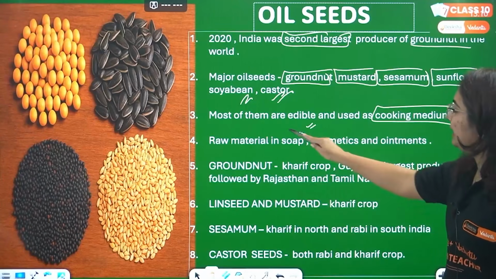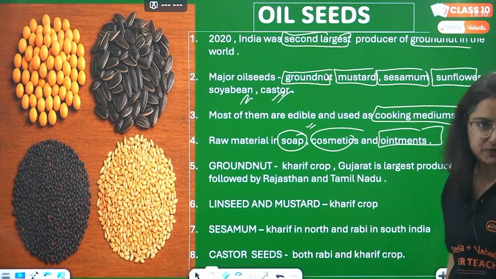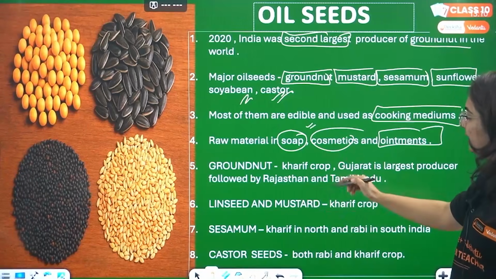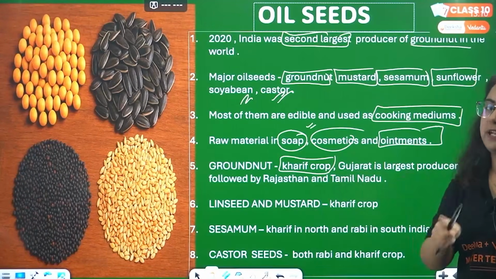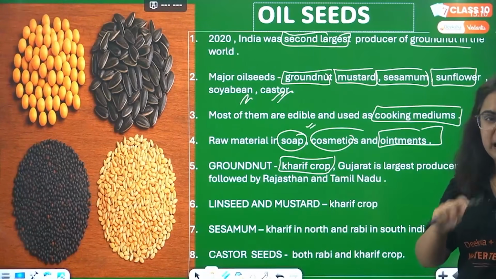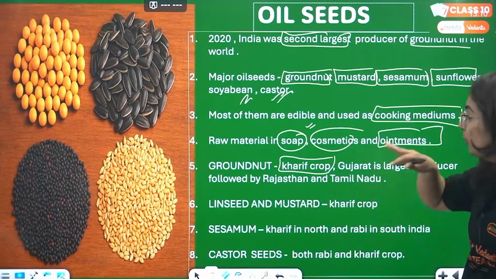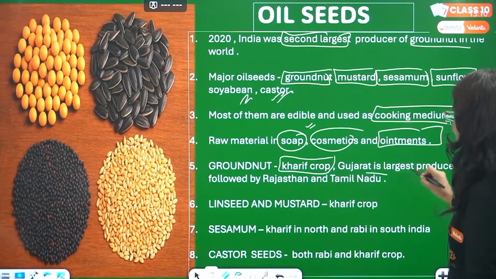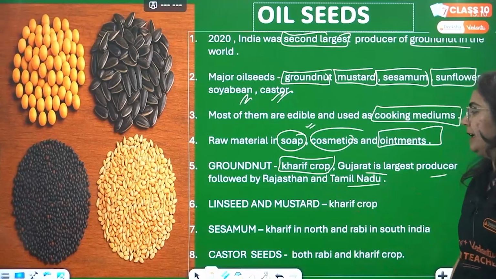After that, raw materials in soap, cosmetics and ointments, it is used. Fine. Groundnut oil is basically a kharif crop. See, cotton and groundnut are friends. Cotton and groundnuts are friends, majorly grown in the same type of climate and the same type of soil. And both are kharif crops. Gujarat, black soil. Gujarat is the largest producer, followed by Rajasthan and Tamil Nadu.